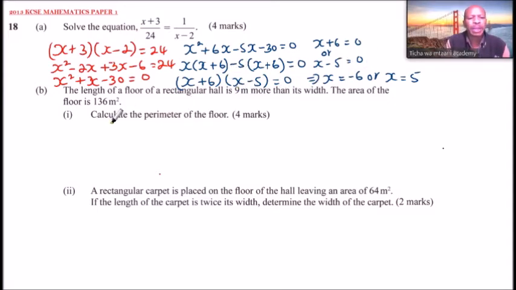So we go to part B. The length of the floor of a rectangular hall is 9 meters more than its width. The area of the floor is 136.